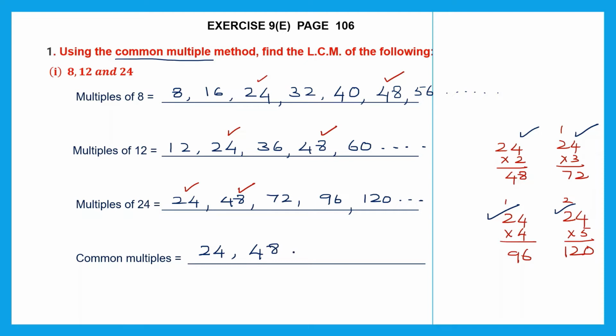Now, if you go on, there will be many more common multiples, but we can stop with this for now because we're looking for the least common multiple, the smallest common multiple. So here, as you can see, the smallest number between 24 and 48 is 24. So which is our LCM? The LCM of 8, 12 and 24 is 24. So this is our answer.